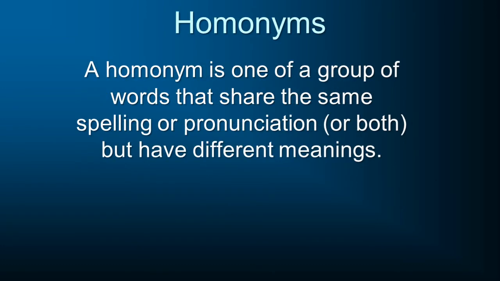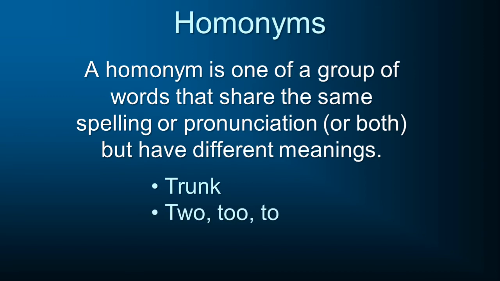Now, a homonym is one of a group of words that share the same spelling, or maybe it's the same pronunciation, but it could be both, but they have totally different meanings. For example, we can talk about the trunk of a tree, or the trunk of the back of a car, or the proboscis of an elephant, the trunk of an elephant, or swimming trunks. And all of those have different ideas, different meanings, but they're spelled the same way and they sound the same way. You really can't tell the difference outside of the context.